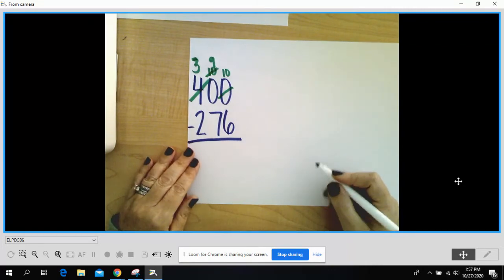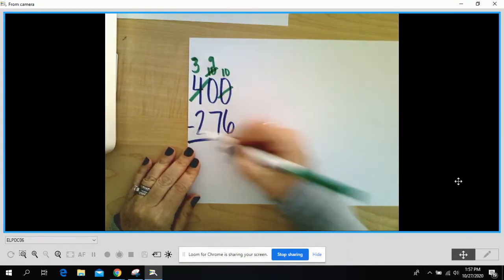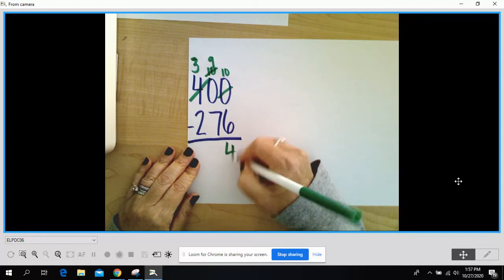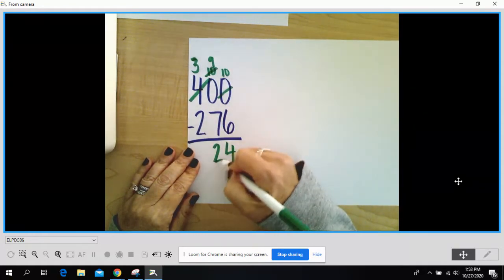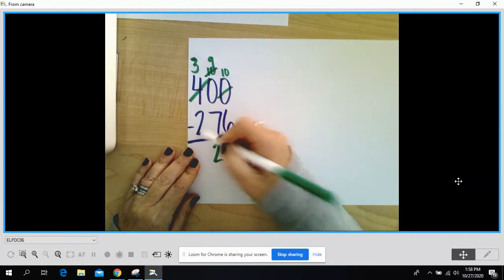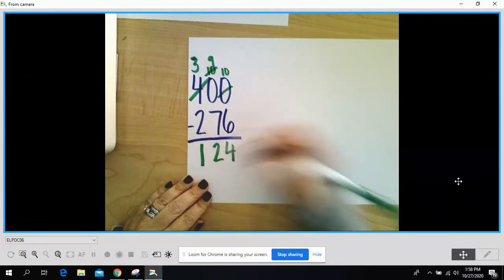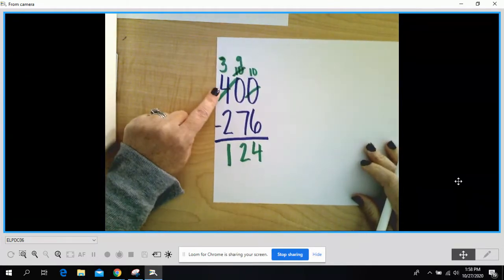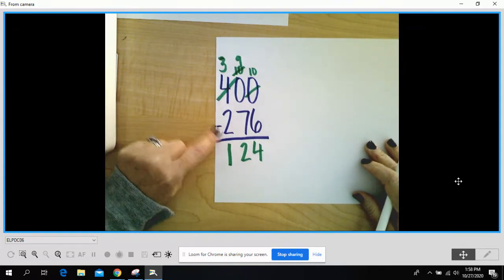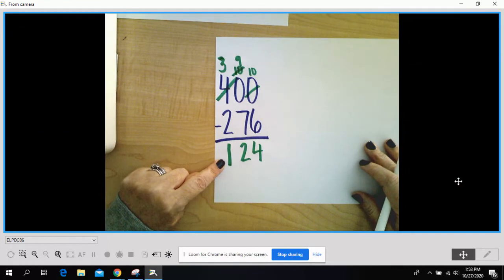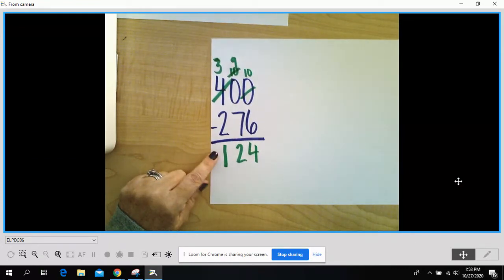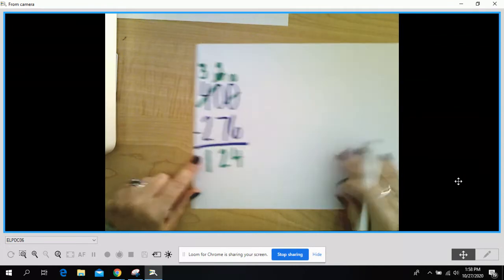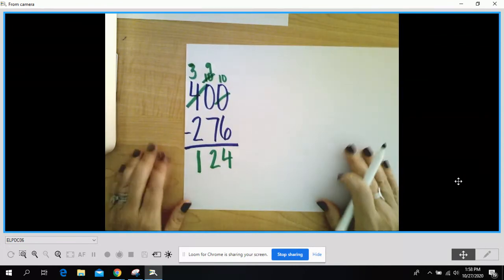All right, so now I can do my subtraction. 10 minus 6 is 4. 9 minus 7 is 2. And 3 minus 2 is 1. So 400, our original number, minus 276 equals 124. Good job, everybody.